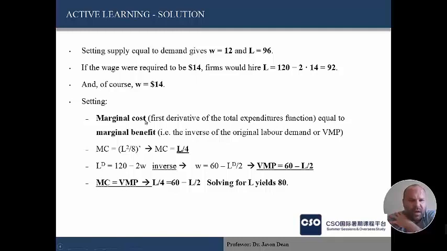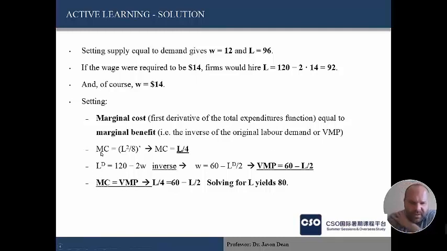Now the marginal cost is going to be, in this case, the derivative of the total expenditures function. The total expenditures function is telling us what the total cost is of hiring workers, right? It's a function of L, so if we plug in different numbers of labor, it tells us what the total expenses are. But we want the marginal expense or marginal cost. Okay, so we take the first derivative of that, and then to solve for the equilibrium, we're going to set those two things equal to each other.